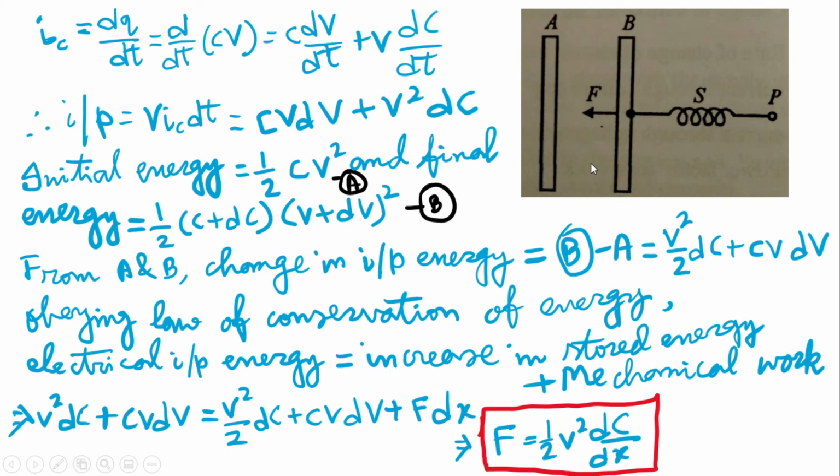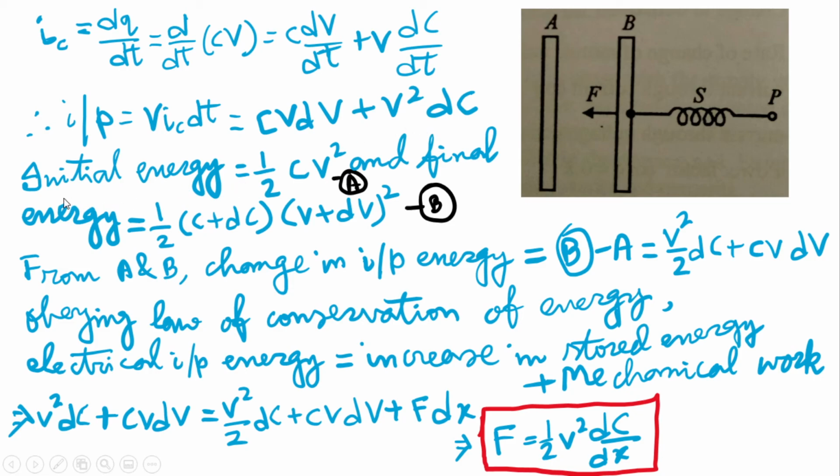So capacitive current IC equals dq/dt or d/dt of CV, that is C dV/dt plus V dC/dt. So input will be what? The voltage that will be supplied into the current and dt. Input means energy, input energy. So voltage, current, time. So V is the applied voltage, IC is the current, and dt is a small time interval. So V IC dt. So far we have got IC as this one. So IC dt will be C dV plus V dC, and V IC dt will be CV dV plus V square dC.